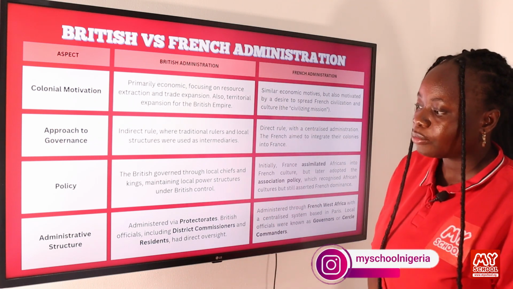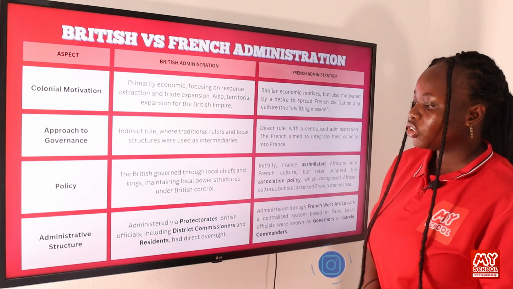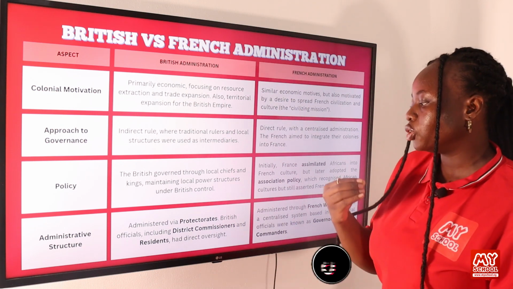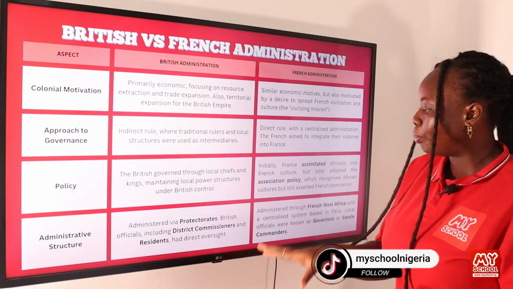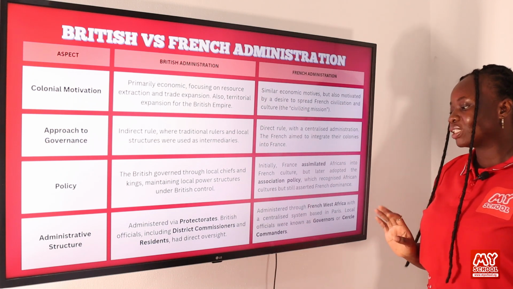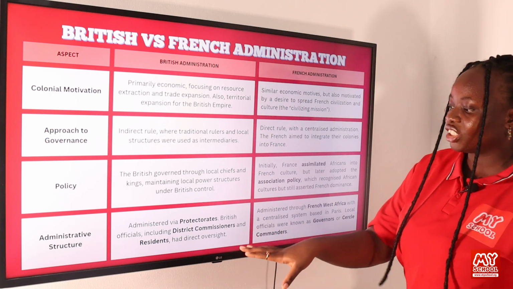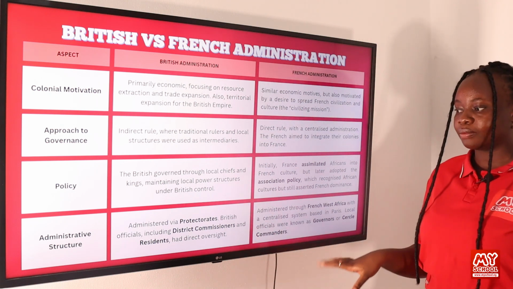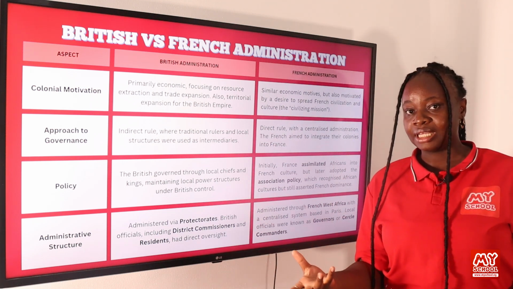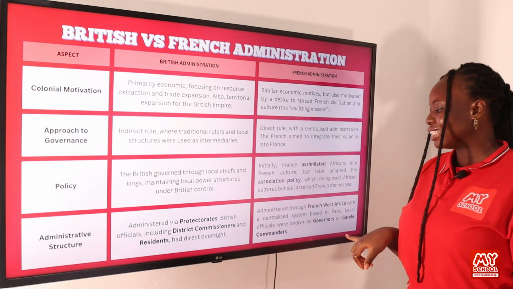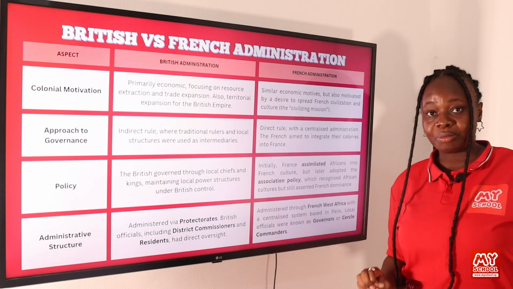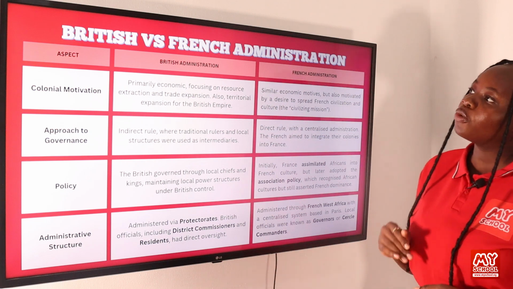And that difference is in terms of the administrative structure. While the British administered via protectorates, the British officials, including district commissioners and residents, had direct oversight. But for the French colonial system, they were administered using governors and commanders. So here there is a decentralized approach. Here there is a centralized system. These district commissioners and residents were just there to supervise what the local chiefs were doing in those societies. But the governors and commanders here were hands-on. They were the ones doing the job of collecting the taxes and implementing the policies from Paris. So now let's move on to the next slide.